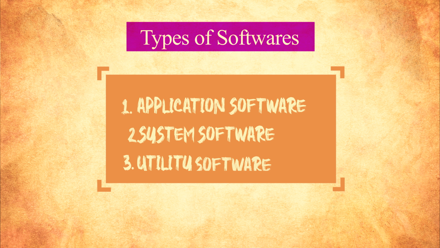So first, focus on the software part. Basically in the computer world, software is a combination of intangible part of an application that is designed for a specific purpose. That software is always categorized in three types. One, application software. Second is system software. And third is utility software.